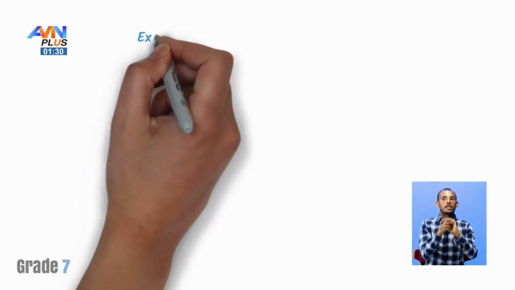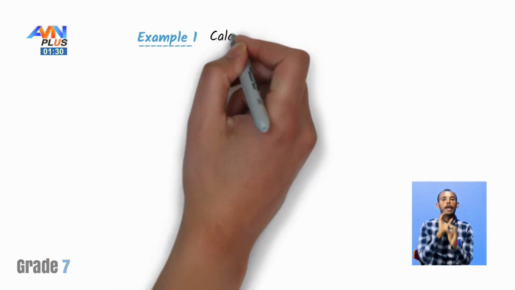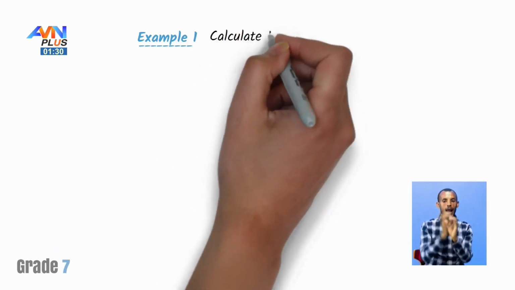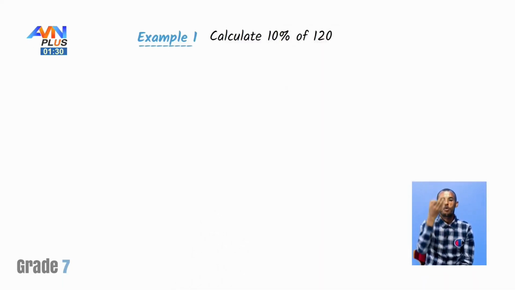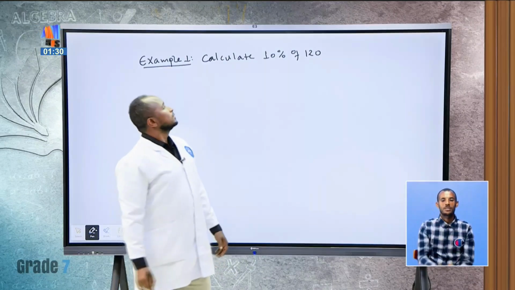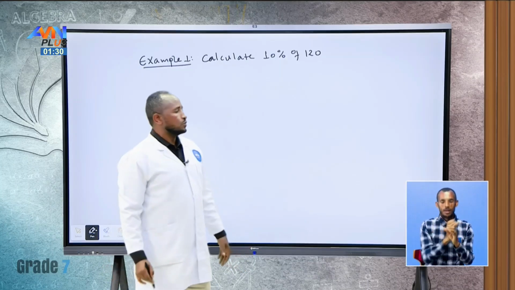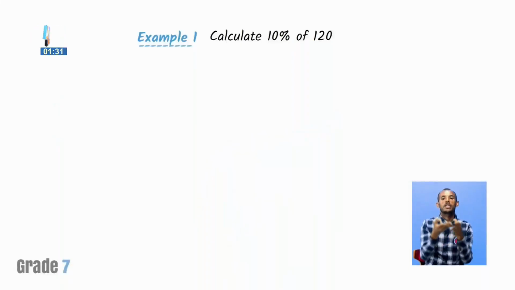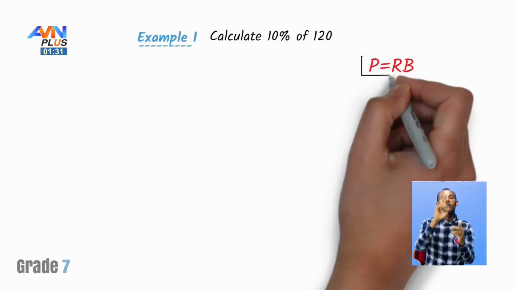Example 1. Calculate 10% of 120. So, how do you calculate this? Here, we have a formula to calculate base, rate, and percentage. We have just written this equation. To calculate the percentage, simply you multiply the rate and the base.